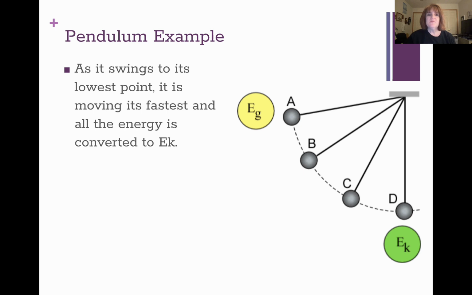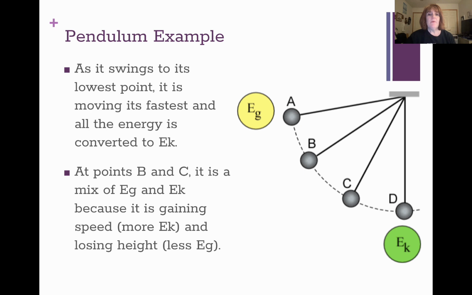Well, as the pendulum swings to its lowest point and it's moving its fastest, all the energy is transferred or converted from Eg to Ek. But partway down, it's gaining kinetic energy and losing potential energy. So we might draw those graphs as mostly Eg and partially Ek, and then mostly Ek and partially Eg. Notice that the pie chart itself doesn't change size, we just apportion the types of energy differently.